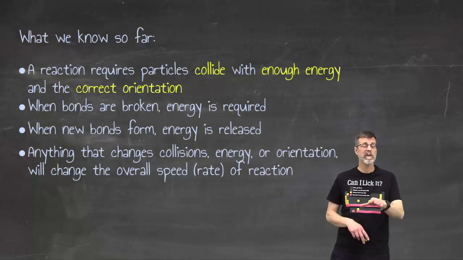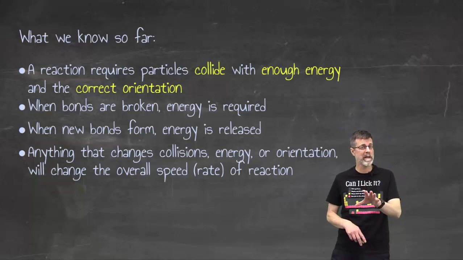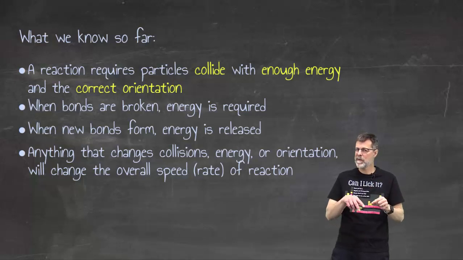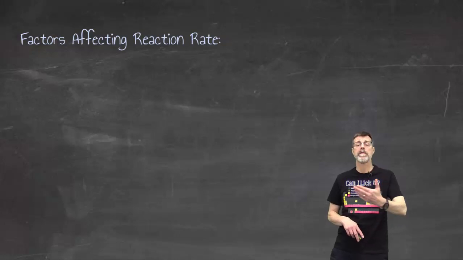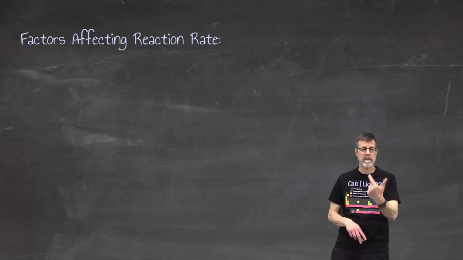By the way, I really can't control anything but orientation. I can make more collisions. I can make those collisions have more energy. I can't get in there and hold particles together. Okay, what are the things that can affect those rates? What are the things that can affect the number of collisions, the energy of these collisions, or the orientation?